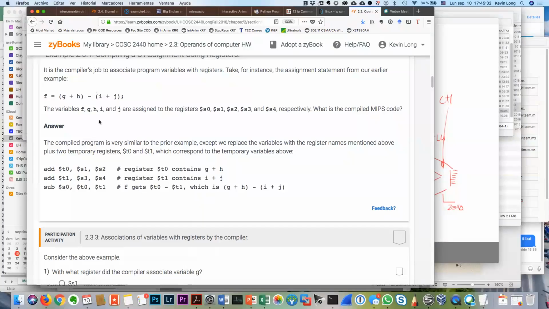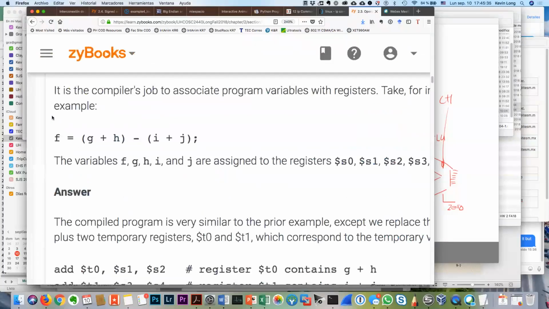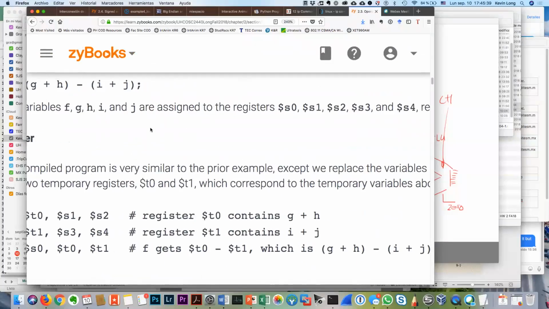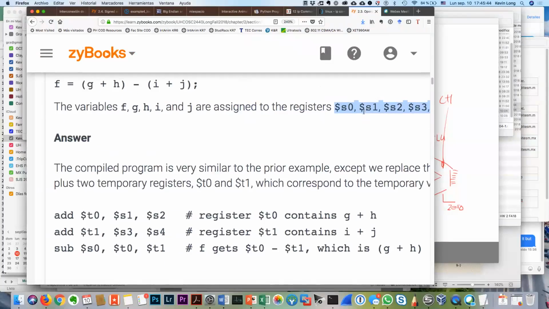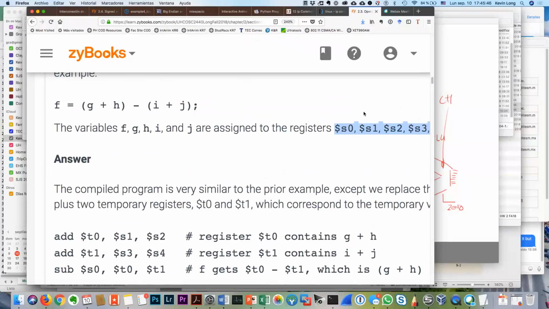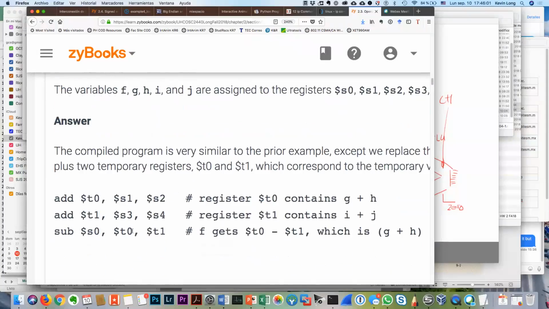So if you have a problem like F equals G plus H minus I plus J, and you store those, as they say here, in S registers S0 through S4, then the way that's going to get calculated is you're going to write an instruction that's going to add G and H first, and you'll store that in a temporary register. And then I and J next, and you'll store that in a temporary register. And then you can subtract one from the other. And now you have your answer.